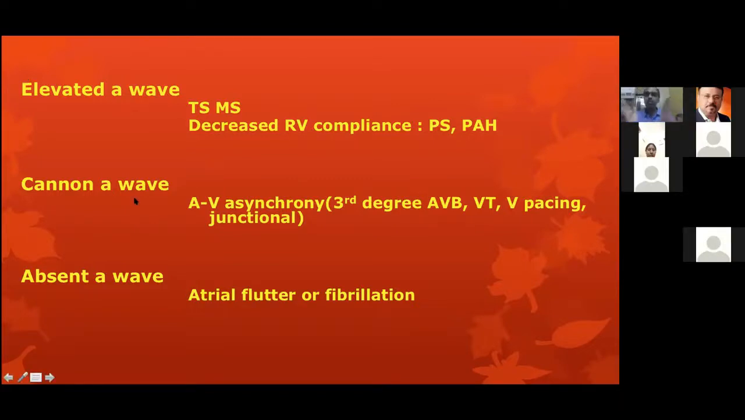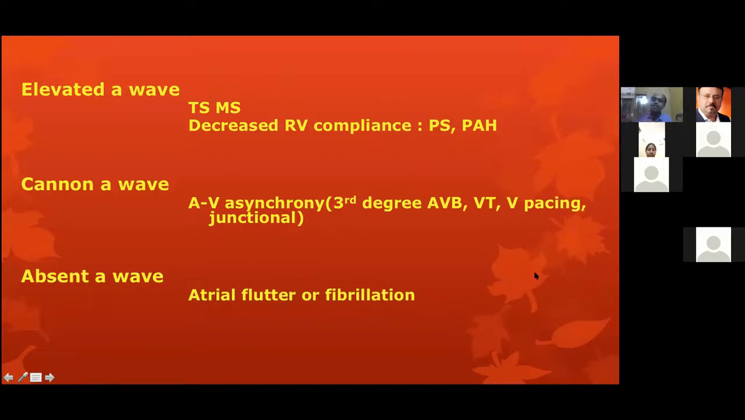A cannon wave is a fusion of the V wave along with an A wave when there is AV asynchrony. So what are the reasons for asynchrony? When the ventricle is contracting, the atrium is also contracting in parallel. Classical examples are junctional rhythm and junctional tachycardia, where it will be a regular cannon wave. It will be an irregular cannon wave if it is third degree AV nodal block, ventricular tachycardia, or ventricular pacing, where there is a VA dissociation.